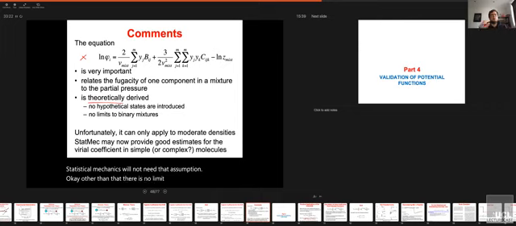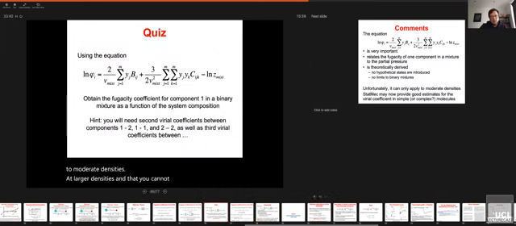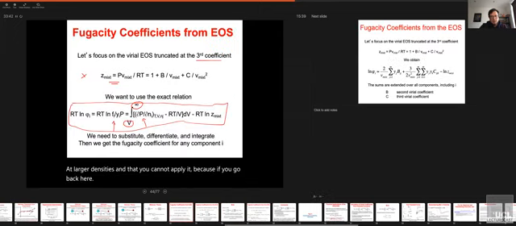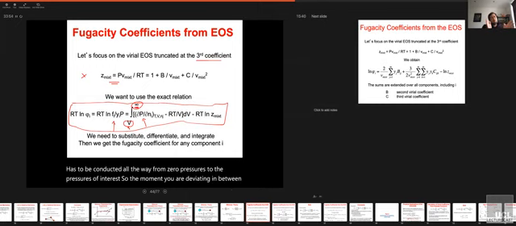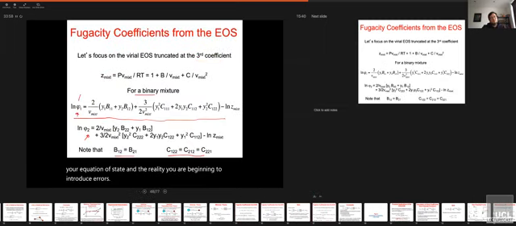You can use multi-component systems. This equation is always going to be valid. The only problem is that it's only good as long as the virial equation is good. And the virial equation of state is good up to moderate densities. At larger densities than that, you cannot apply it, because if you go back here, this integral has to be conducted all the way from zero pressure to the pressure of interest. So the moment you deviate between your equation of state and reality, you begin to introduce errors. Okay?